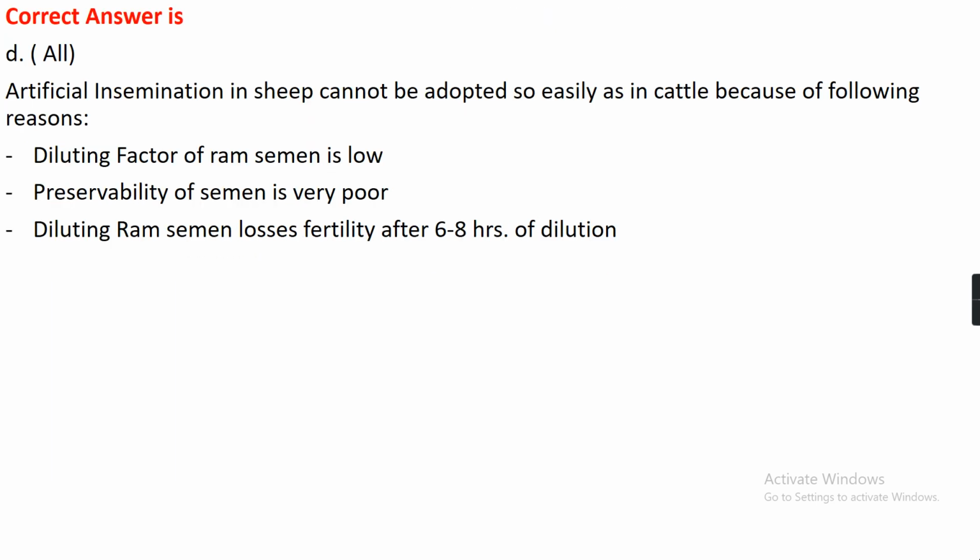Artificial insemination in sheep cannot be adopted so easily as in cattle because of the following reasons. First, the diluting factor of ram semen is low. Ram semen is highly concentrated, meaning the spermatozoa number per ml of semen is high. With such semen the diluting factor is also high, while less concentrated semen has less diluting factor. Similarly, preservability of semen is very poor, and diluted ram semen loses its fertility after just 6 to 8 hours of dilution.